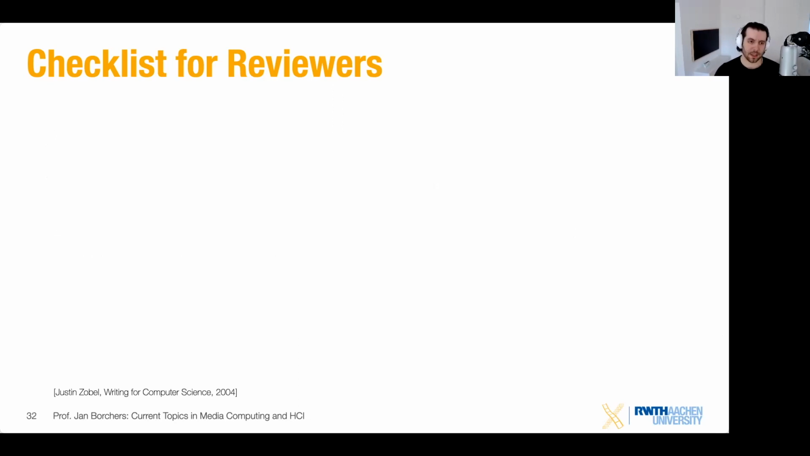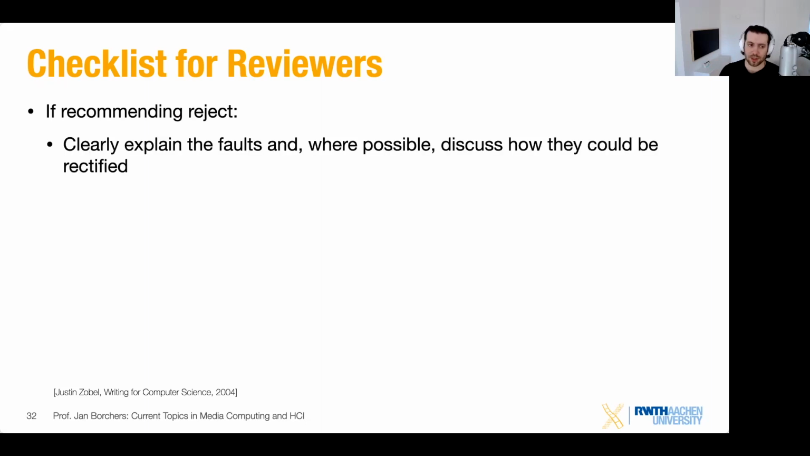Okay. And then basically the checklist for reviewers if you recommend to reject. Then again, this does not mean that you're saying that the paper is of poor quality and should never be published. It's saying that currently it's not at the point where it's publishable, but you're suggesting several improvements so that the paper gets there, which means that you need to clearly explain the faults and, where possible, discuss how they could be rectified.